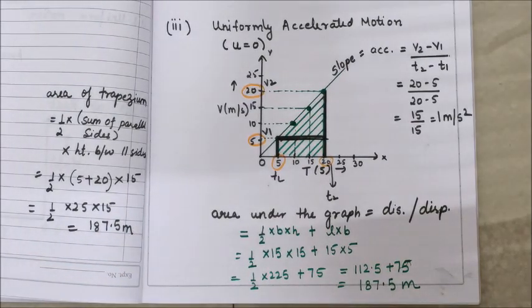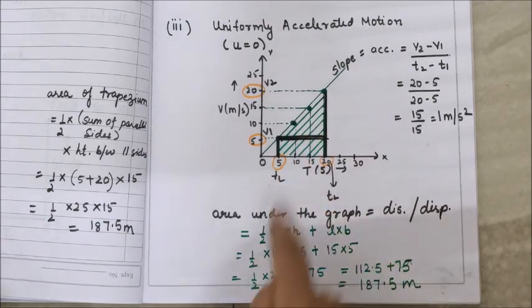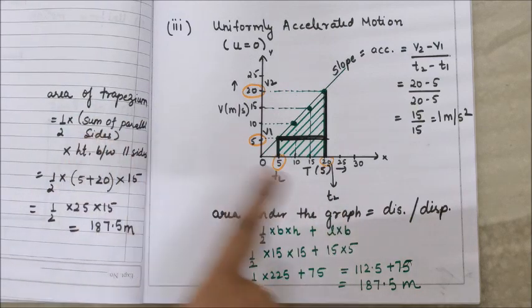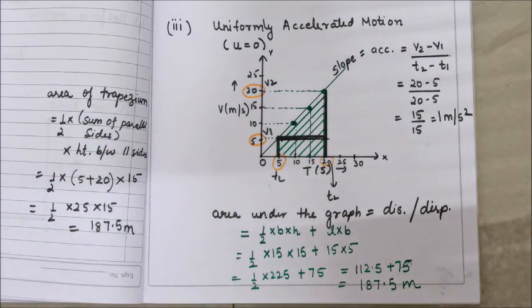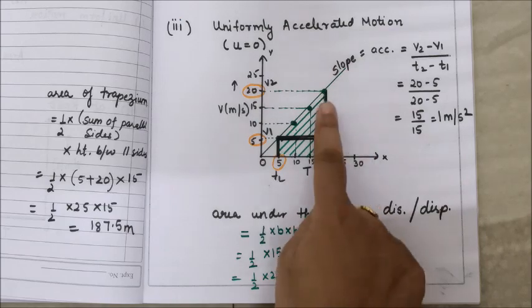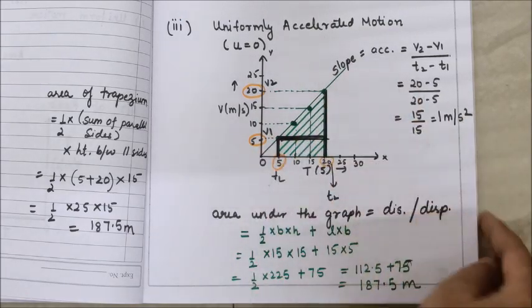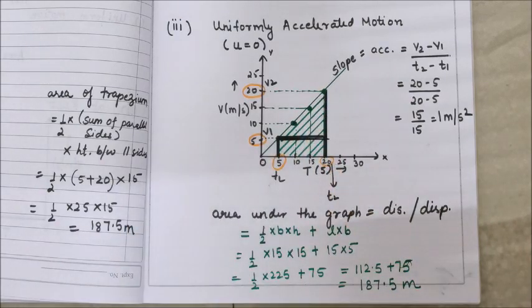So as you can see, whether we use the triangle plus rectangle formula or the trapezium formula, in both cases the answer is the same. So whatever shape comes in the graph, you can either divide it into triangles, rectangles, squares, according to your preference, or use an actual trapezium as per the graph.